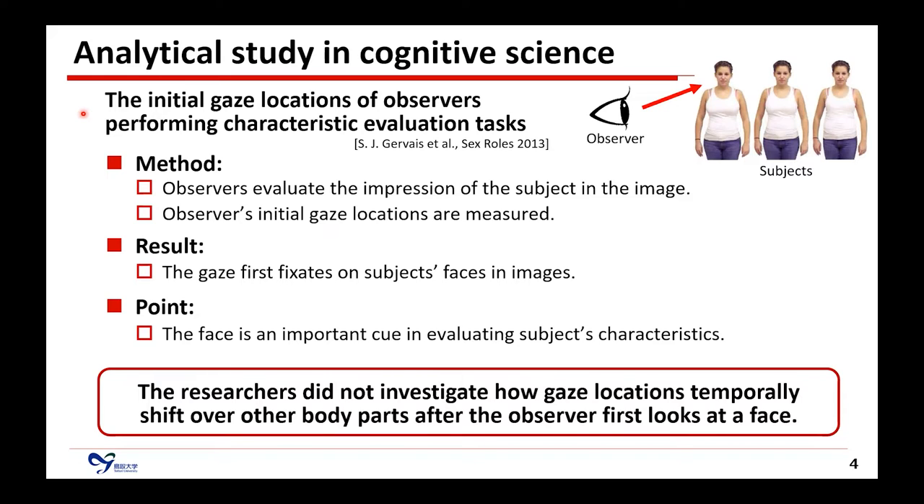In an analytical study in cognitive science, researchers investigated the initial gaze locations of observers performing characteristic evaluation tasks. In the previous study, observers evaluated the impression of the subject in the image, and observers' initial gaze locations were measured. As a result, the gaze first fixes on subjects' faces in images. Based on this observation, faces are an important cue in evaluating subject characteristics. However, the researchers didn't investigate how gaze location temporally shifts over other body parts after the observer gazes at the face.